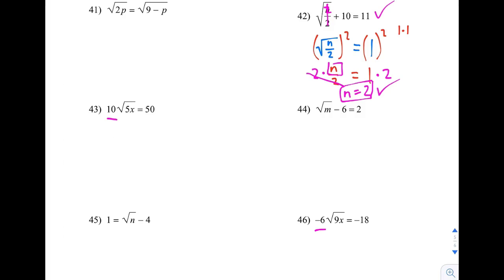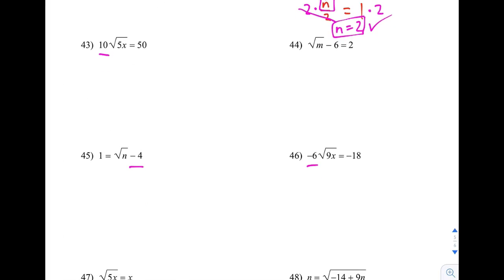You're also going to want to be careful with this one because it's got a minus 4 out here. You're going to want to get rid of that somehow. You're going to want to undo it by adding a positive 4 to both sides so that you get the square root of n by itself. Alright, good luck with these.